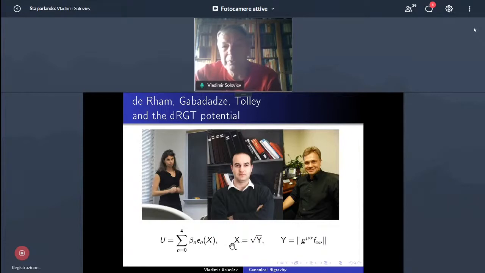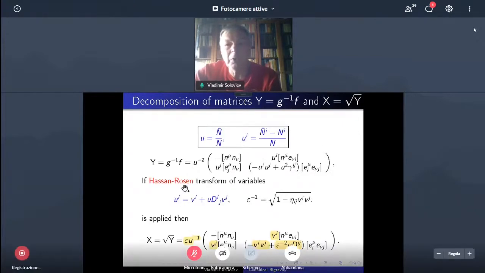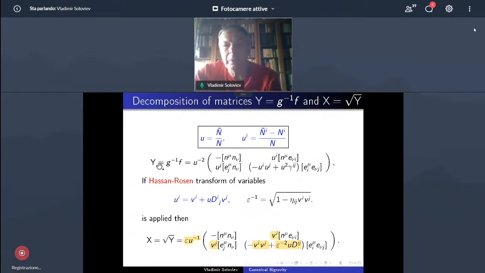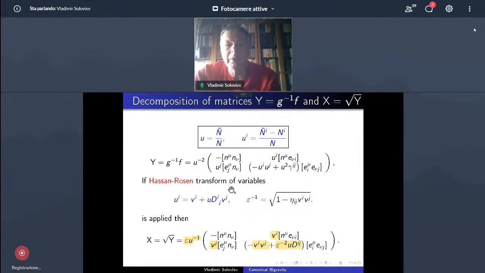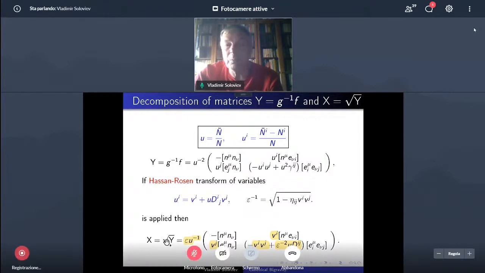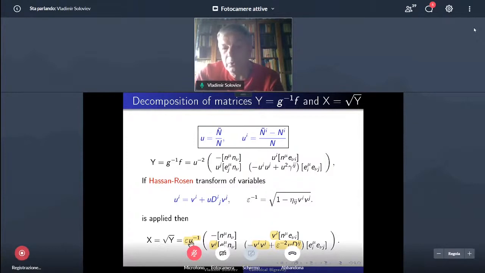So these are the symmetric polynomials. They could be expressed through the eigenvalues of a matrix, or as traces of this matrix and of its powers. Then the decomposition, I have already given, the decomposition of the matrix Y is this one in the basis, but after the Hassan-Rosen transformation of variables, it is possible to write not only the Y matrix, but also the square root of it. It is possible to find an explicit formula for the square root matrix, and it contains this U mentioned above and this new variable V instead of U_i.